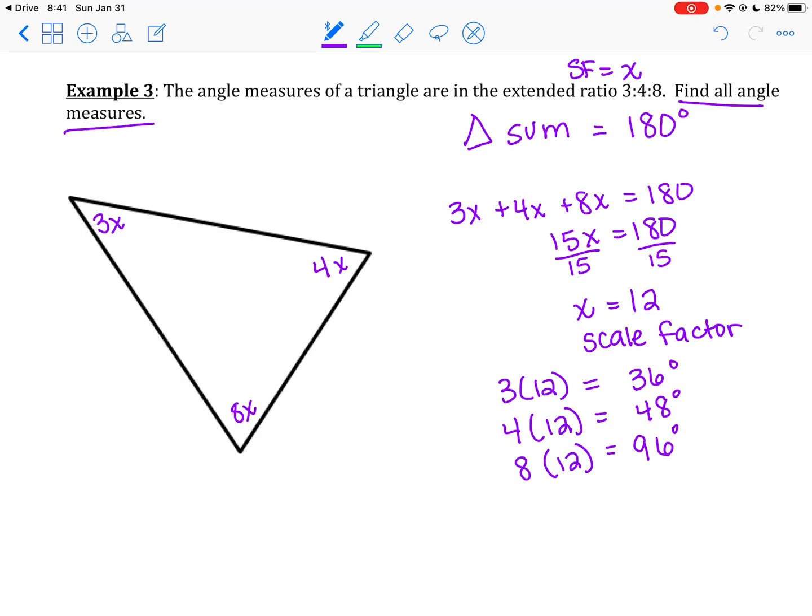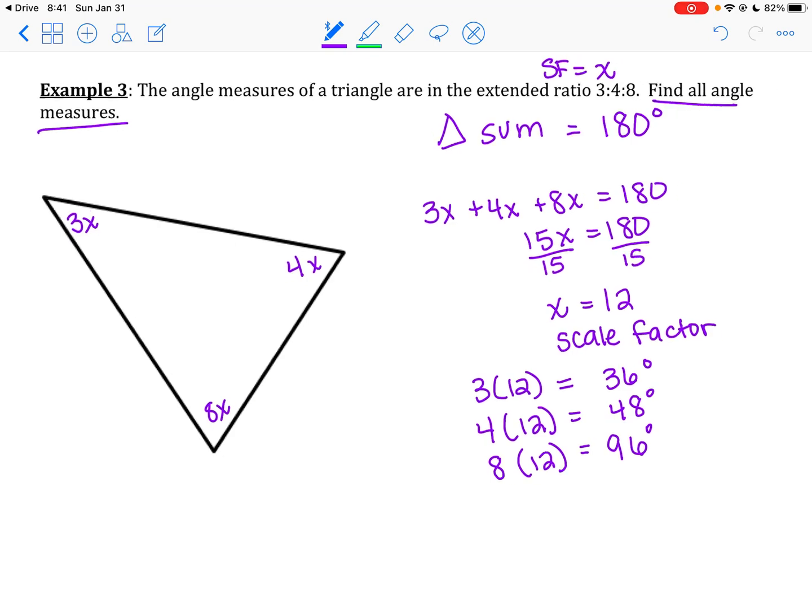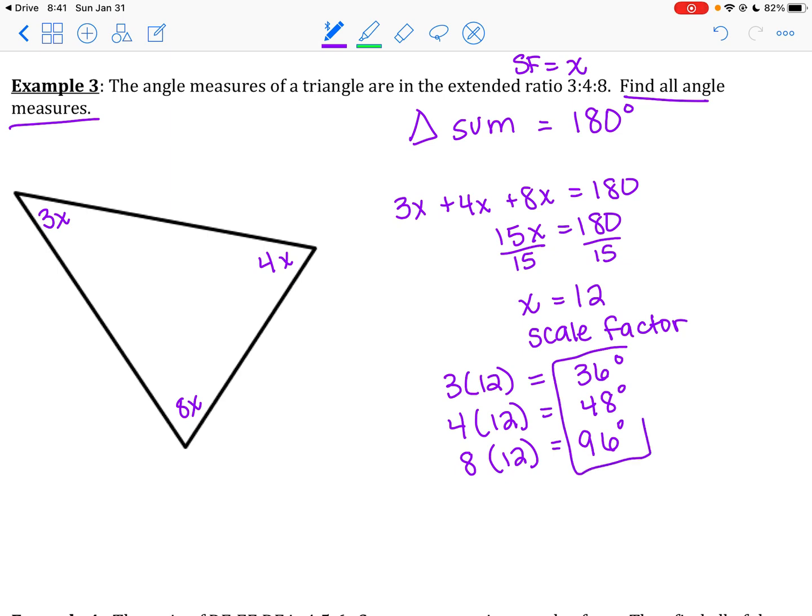So if I just want to test it and add these all together, just to make sure, these are my three angle measures. I'm going to add these two together. 36 plus 48 is 84. And then 84 plus 96 is 180 degrees.